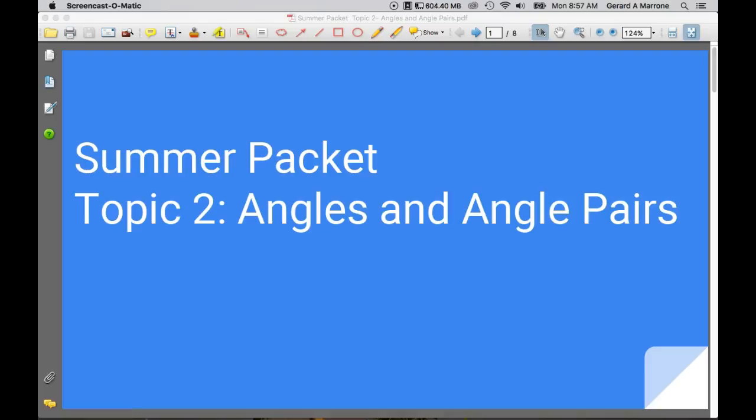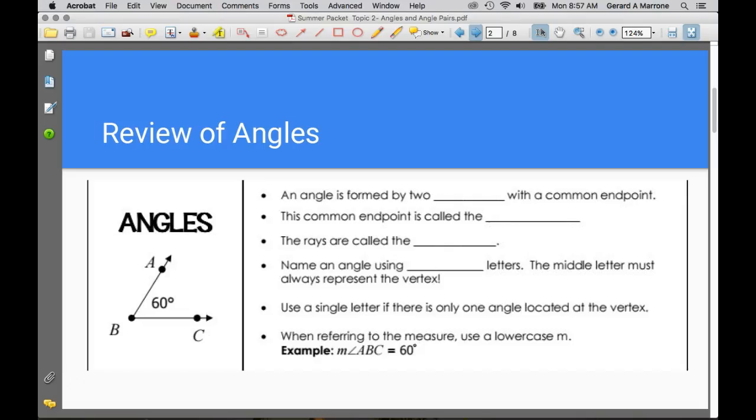This one is the angles and angle pairs, so it matches with topic 2 within that packet. So we're just going to do a very quick review of angles. I know you guys have all seen angles many times over your career, but just to get into the detail-oriented part of it, an angle is formed with two different rays with a common endpoint. And if you don't remember what a ray is, a ray starts with an endpoint and continues off in one direction infinitely.